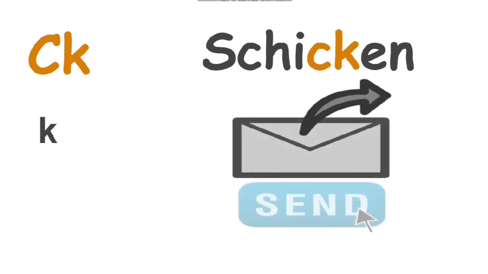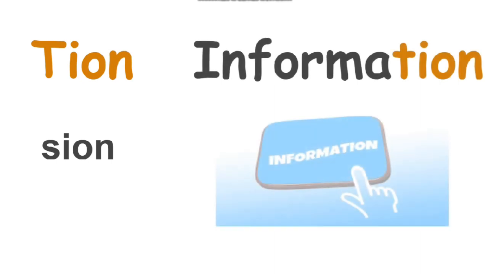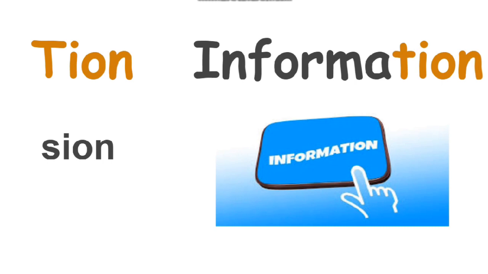Now let's move to the next combination, that is CK. CK sounds as K. Schicken. Schicken means to send. The next combination is TION. It sounds as tsion. Information. Information means information in English.